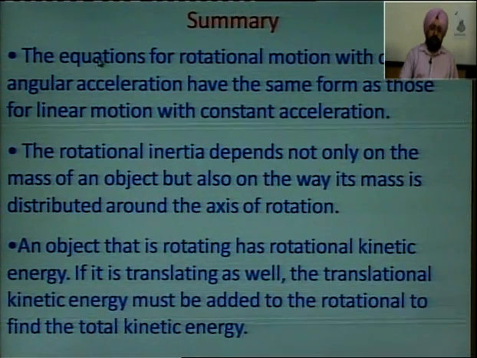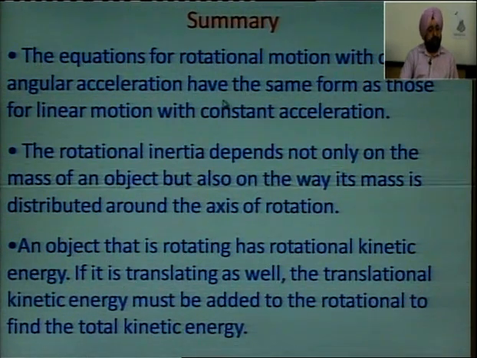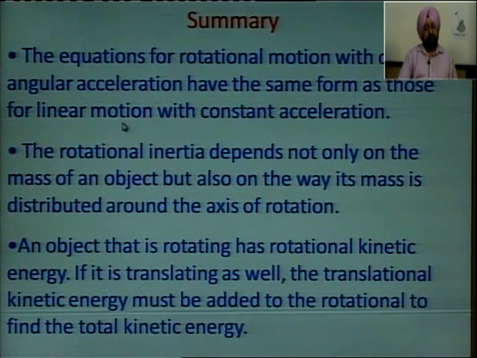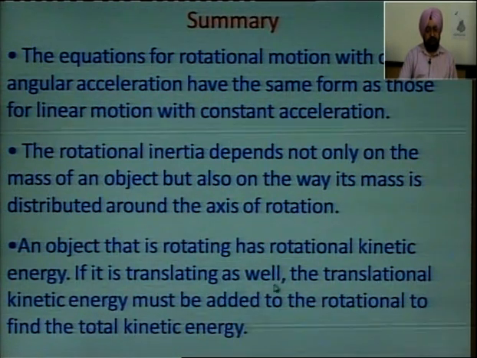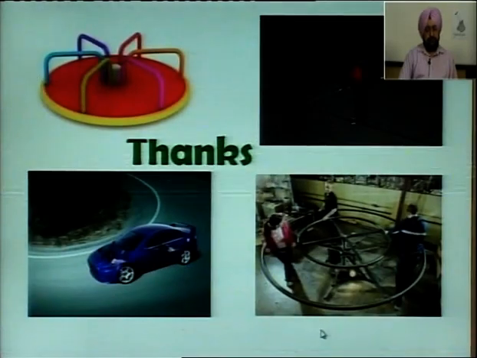So, what we have studied today is equations for rotational motion with constant angular acceleration have same form as the equations for linear motion with constant acceleration. Another thing that we studied was that the rotational inertia depends not only on the mass of the object, but it also depends upon how the mass is distributed around the axis of rotation. An object which rotates has both rotational as well as translational kinetic energy. So, if it is translating as well, then you have to add both translational and rotational kinetic energy. Thank you.